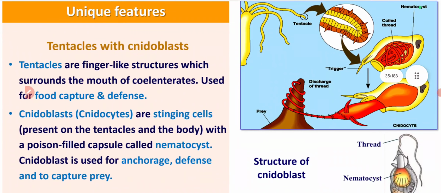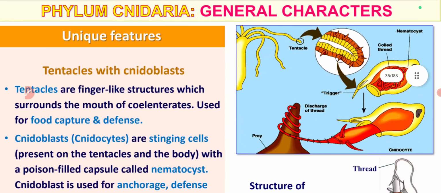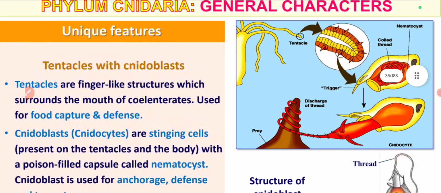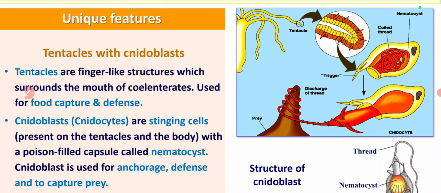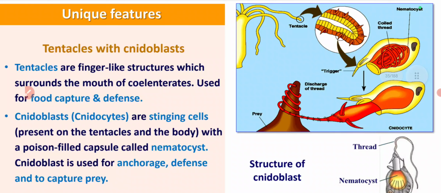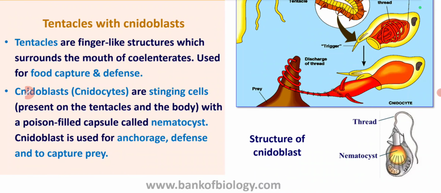Some more unique features: they have tentacles with cnidoblasts. Tentacles are finger-like structures which surround the mouth of coelenterates, used for food capture and defense. As you can see, hydra have many tentacles. Cnidoblasts or cnidocytes are stinging cells present in the tentacles of the body, with a poison-filled capsule called a nematocyst. Cnidoblasts are used for anchorage, defense, and to capture prey.